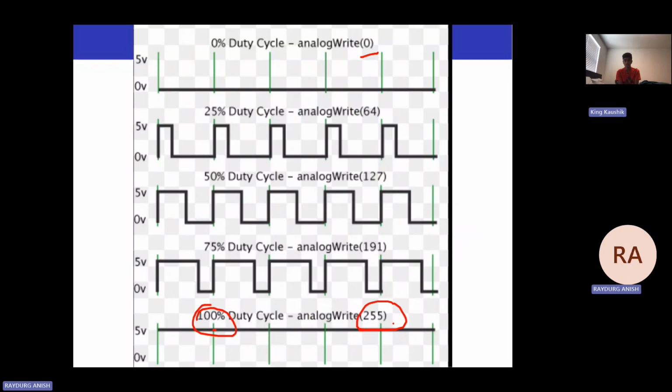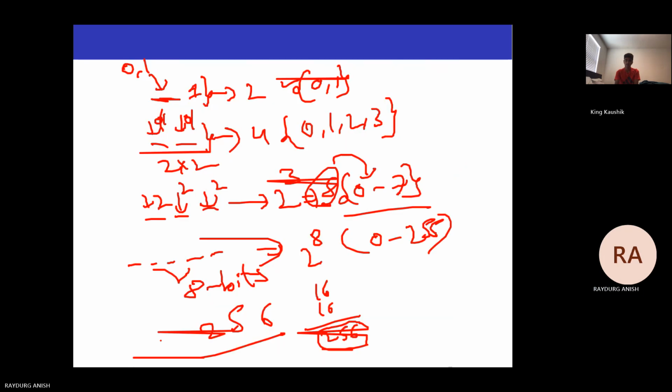Now, do you get it? The analog write thing takes 8 bits internally. Whatever value you give, internally it takes as 8 bits, I mean in binary. Now, 255 corresponds to 100%. Yes or no? Yes. So 255 corresponds to 100% duty cycle.